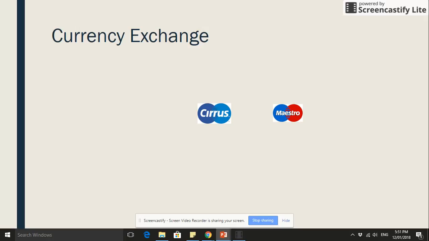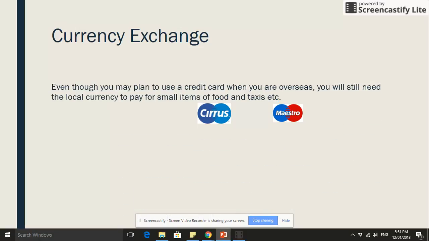Okay, currency exchange. So now you've organized your whole holiday. Now you need to get money. So even though you may plan to use a credit card when you're overseas, you still need the local currency to pay for small items of food and taxis and things like that.